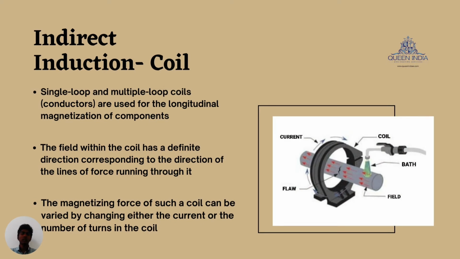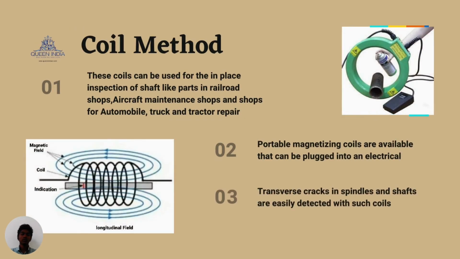Indirect induction coil. Single-loop and multi-loop coil conductors are used for longitudinal magnetization of components. The magnetizing force of a coil can be varied by changing either the current or the number of turns in the coil. The field in the coil has a definite direction corresponding to the direction of the lines of force running through it. Coil method.